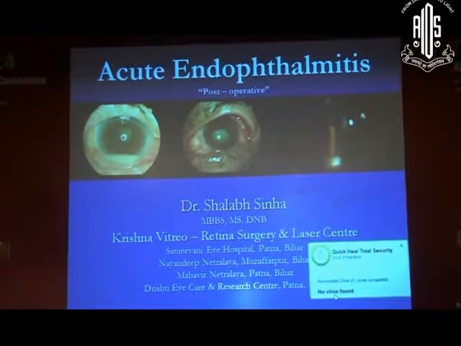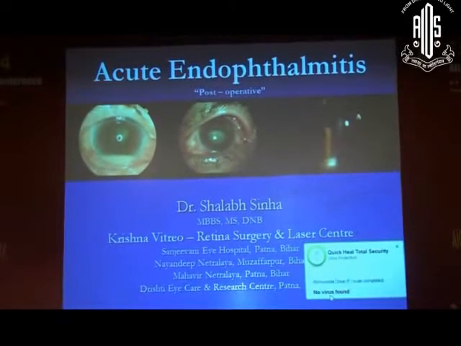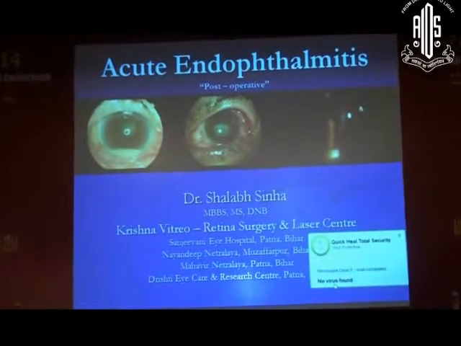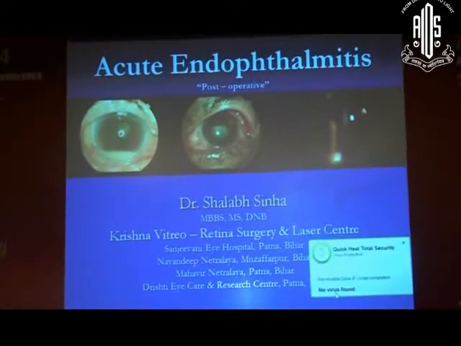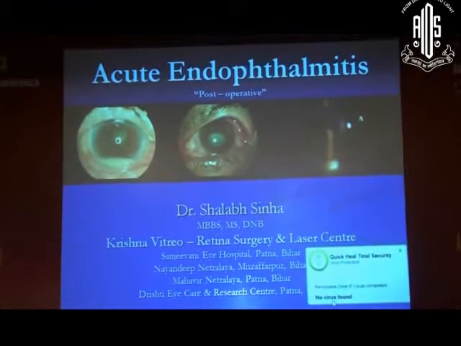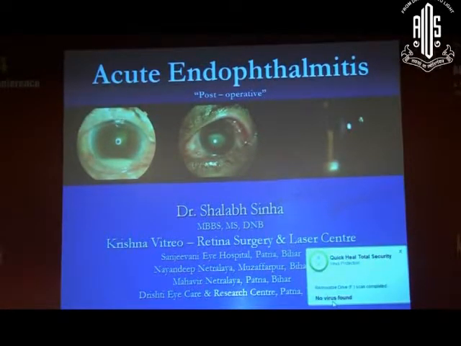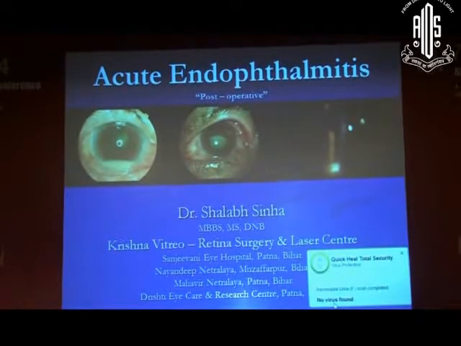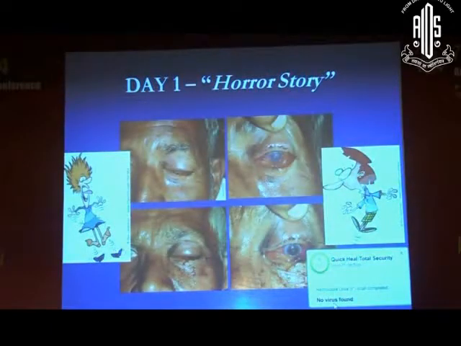There's nothing in the pupil, it's absolutely clear, the lens seems to be fine, but after you dilate, you see that there is vitritis. So there can be a spectrum of disease, and this is not just endophthalmitis. Even a little streak hypopyon is endophthalmitis. So this is a day one horror story, and of course none of us want this kind of picture to be seen the very first day after we finished cataract surgery.